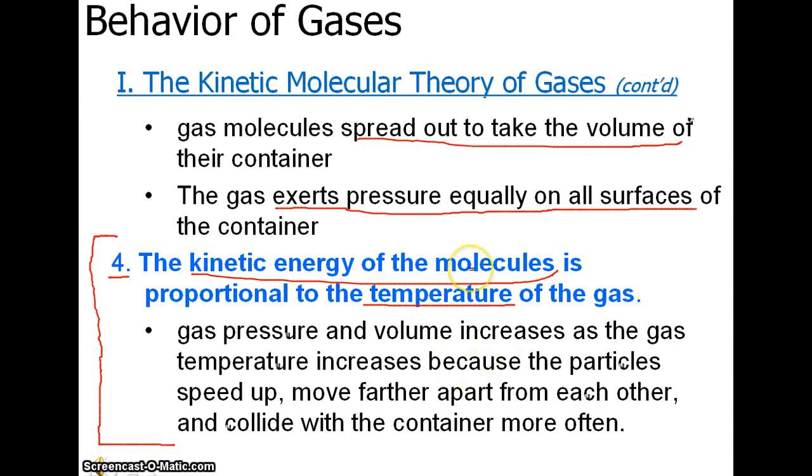As you're going to learn later in the next few slides, as you change the kinetic energy or the temperature of these molecules, you're also going to affect the pressure and the volume and the number of particles, and it's going to cause different changes to occur to the container of the gas.